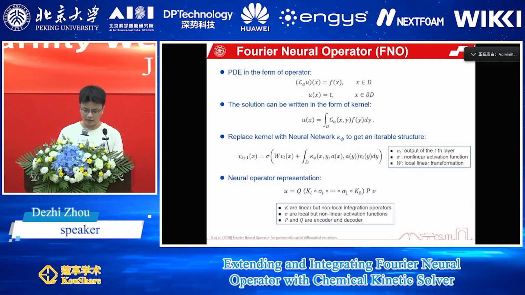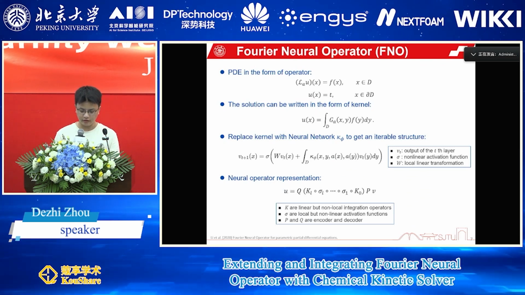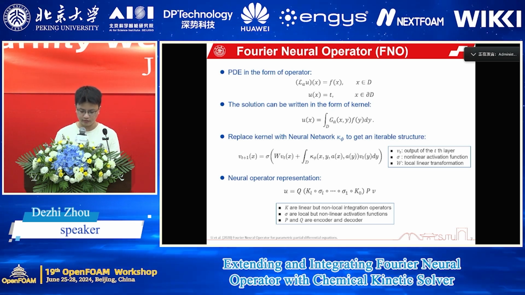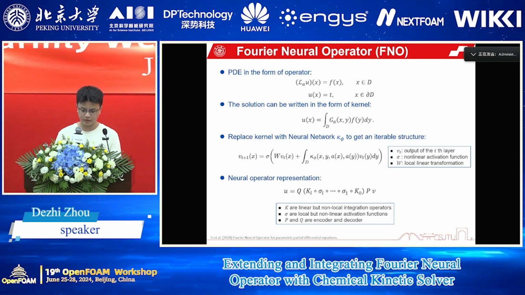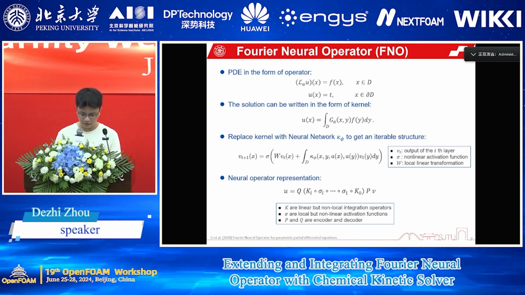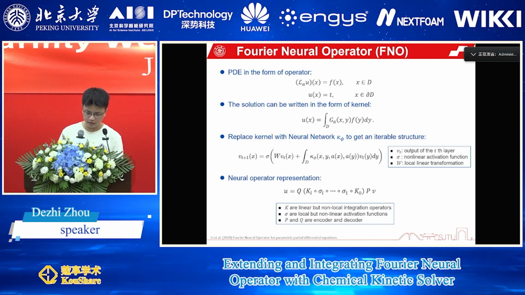For the methodology part, first we should write the PDE in the form of an operator. In the first equation, Au represents an operation acting on the column vector x. And the second equation shows the initial or boundary conditions. The solution can be written in the form of a kernel if we use the Green's function method to construct a Green's function G.